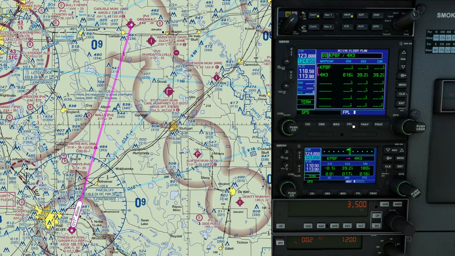To that end, I did load up a simple flight plan here from Pine Bluff Airport in Pine Bluff, Arkansas. Identifier there is Kilo Papa Bravo Foxtrot, to Carlisle Airport in Carlisle, Arkansas, with the identifier of 4 Mike 3 on that airport. It is located about 40 miles to the north of Pine Bluff.